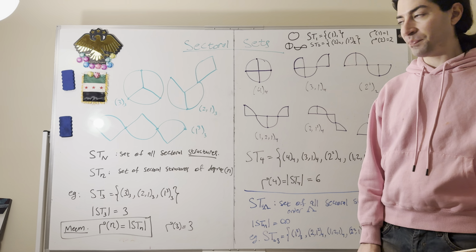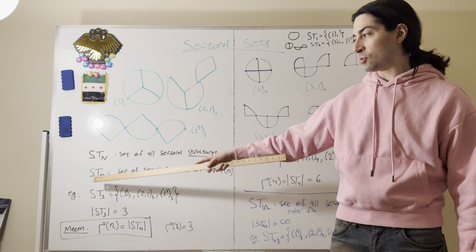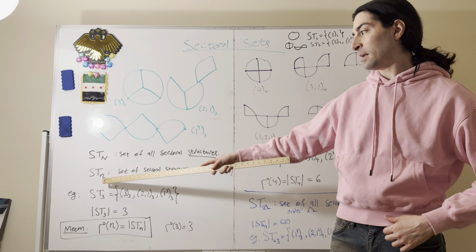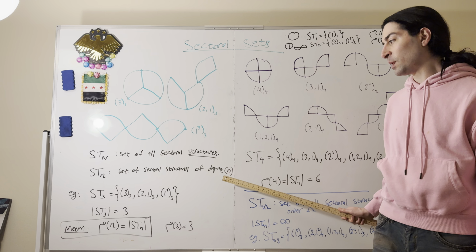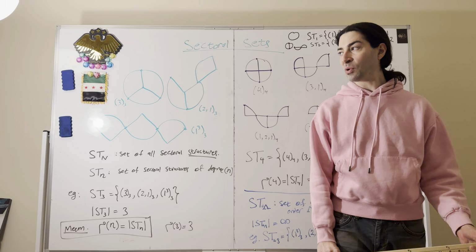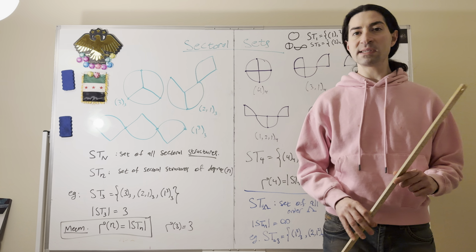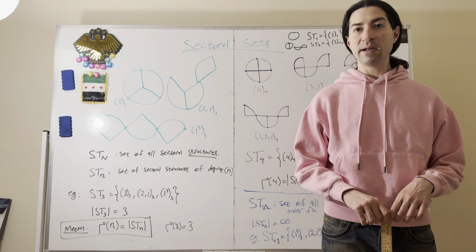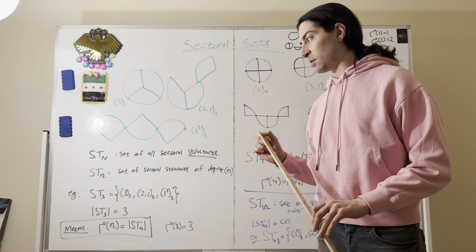More importantly, we will define subsets within this infinite set. These are finite sets. We will call each of them ST subscript small letter n. So ST small n will be the set of all sectoral structures of degree n. For example, if we say ST3, that means the set of all sectoral structures of degree 3. How many are they? Are they infinite? Are they finite? They are finite and there are very few.